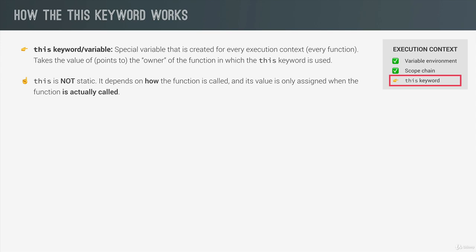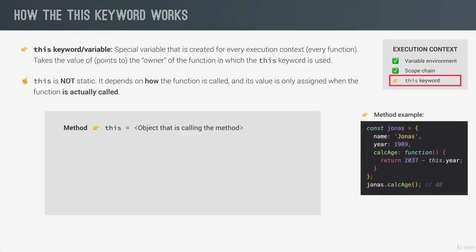And the first way to call a function is as a method, so as a function attached to an object. So when we call a method, the this keyword inside that method will simply point to the object on which the method is called. Or, in other words, it points to the object that is calling the method. Okay? And so let's illustrate this with a simple example.